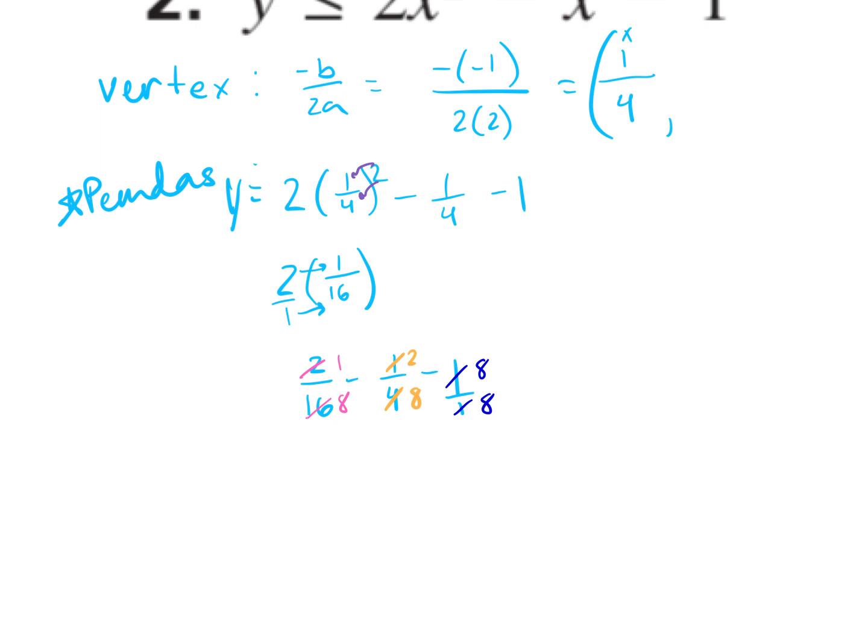Now that my denominators are the same, I just combine the numerators and leave the denominator as 8. So this would be 1 minus 2 minus 8. So 1 minus 2 would be negative 1. Negative 1 minus 8 would be negative 9 over 8.